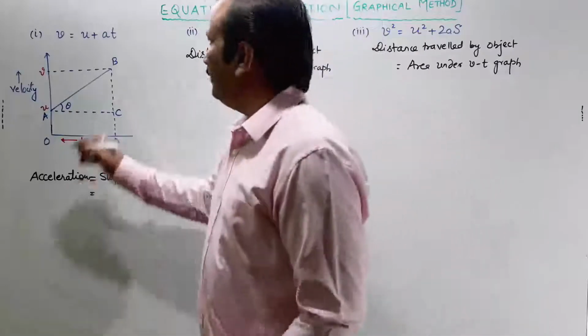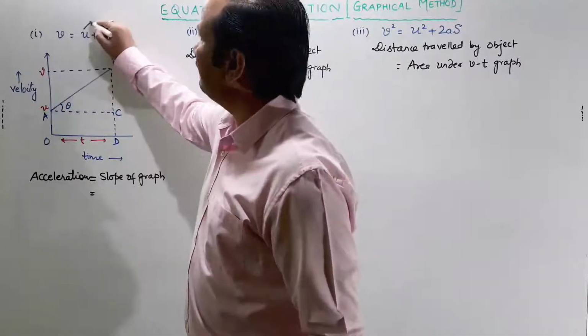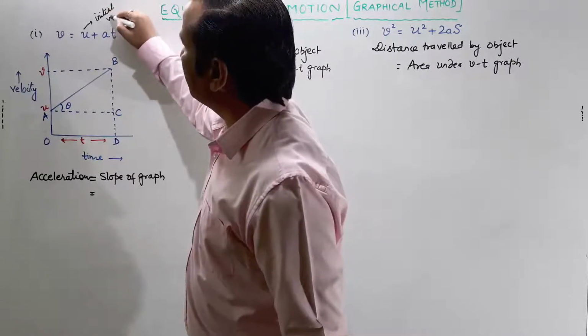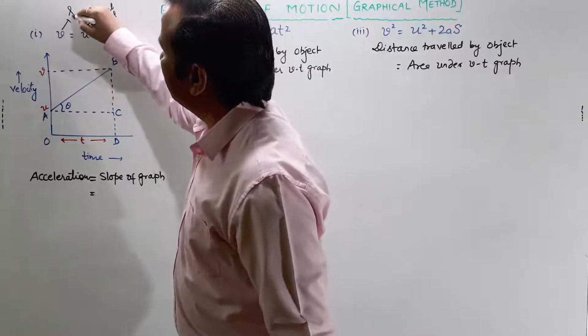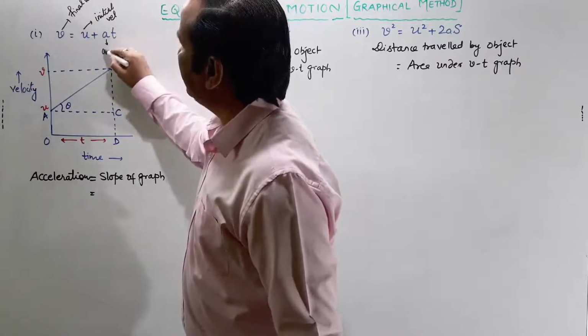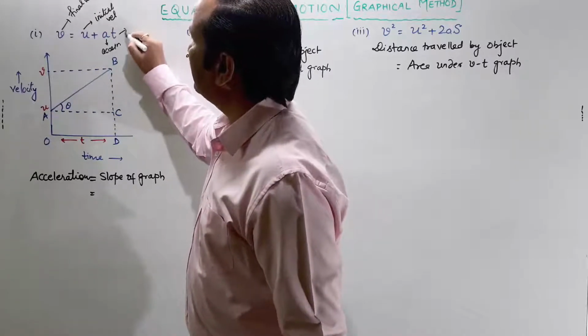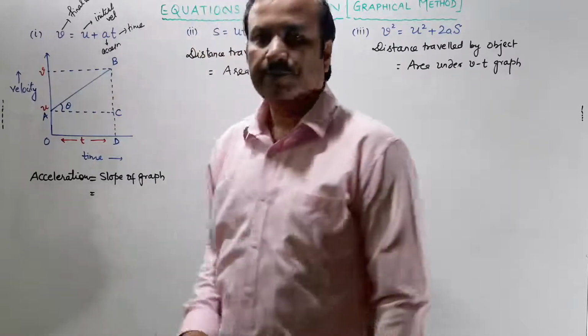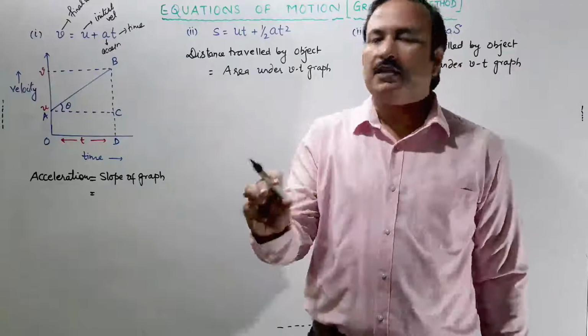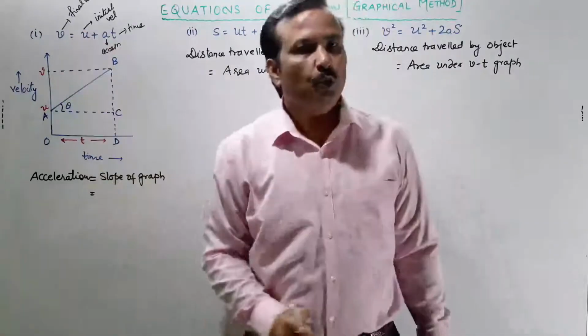You know here U is the initial velocity, V is the final velocity, A is acceleration, and T is time. Always while deriving any equation, please write the introductory part: what are U, A, T and V.